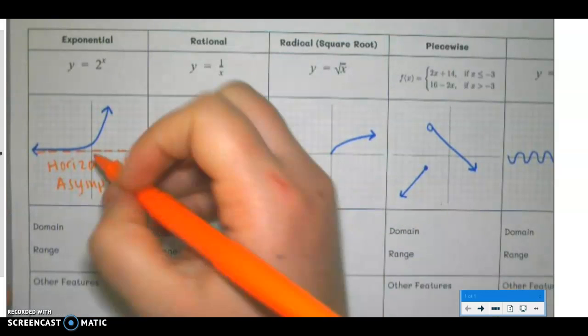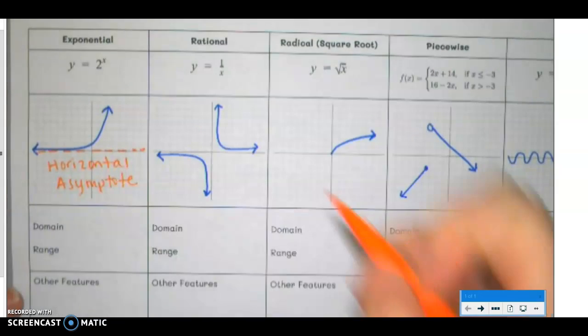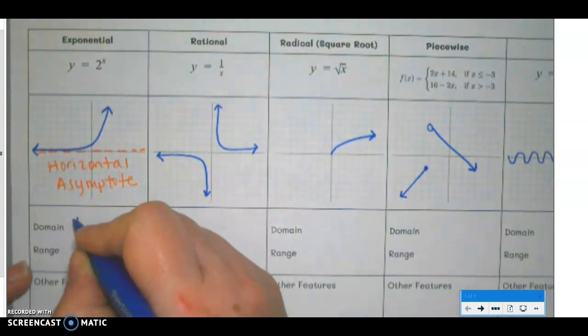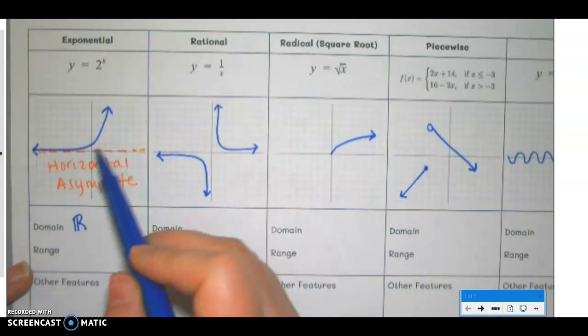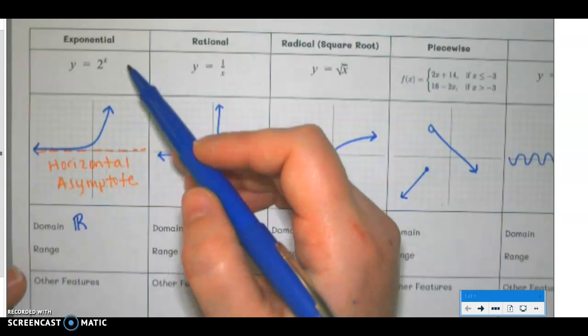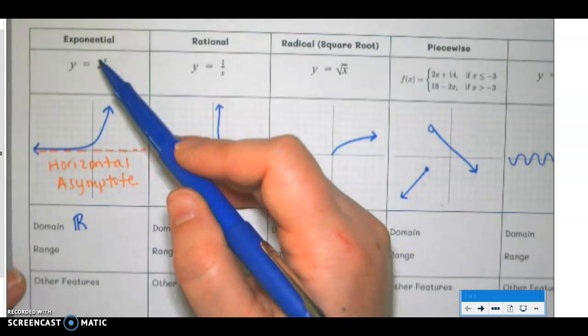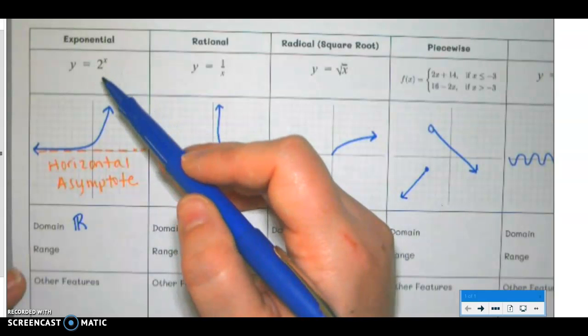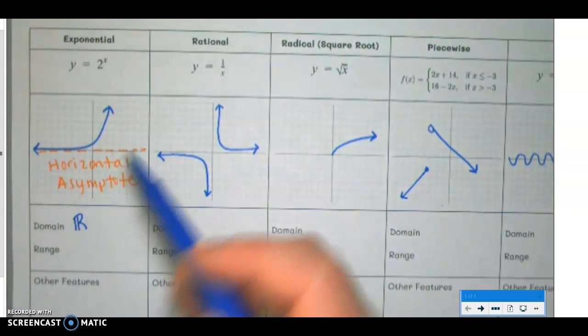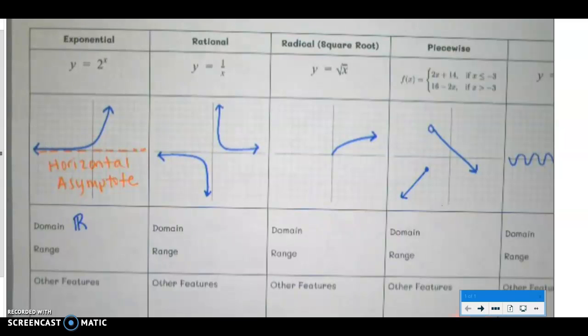A horizontal asymptote. So the domain is still all real numbers, because we can go negative infinity to positive infinity. There's an arrow to the left and an arrow to the right, and there's no restrictions. That means for this equation, you can plug any number that you want in for x. But the range is limited. It's being restricted by this horizontal asymptote.